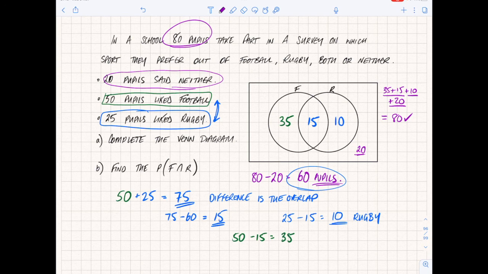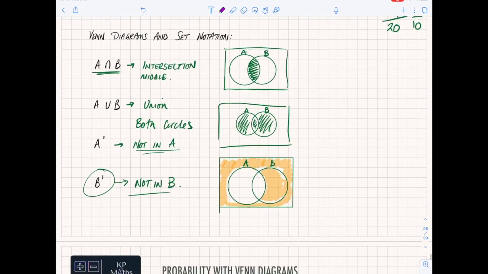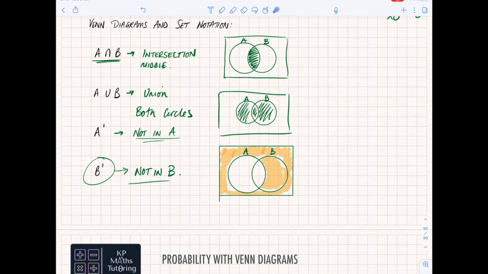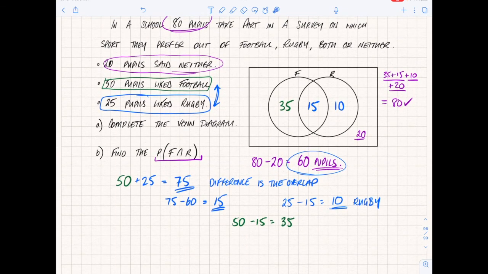And then this last bit says find the probability of F and R. If you go back to this, thinking about what that means, so the F and R, this is your intersection. So therefore, you're just looking at that middle bit. How many pupils are in there? There are 15. So your answer here would be 15. And this time, you're out of a total of 80.